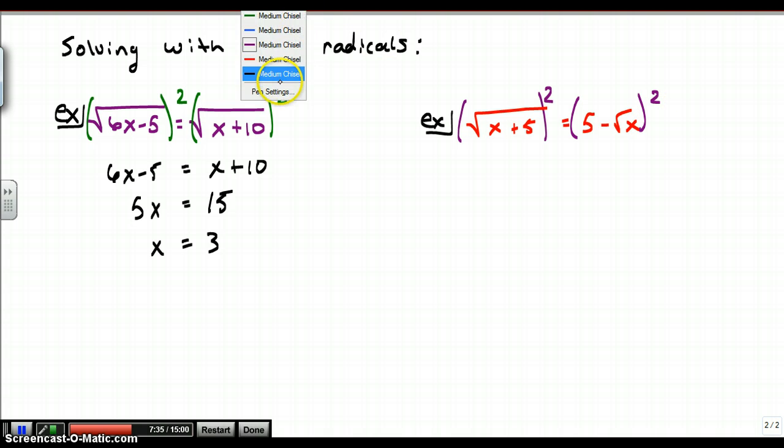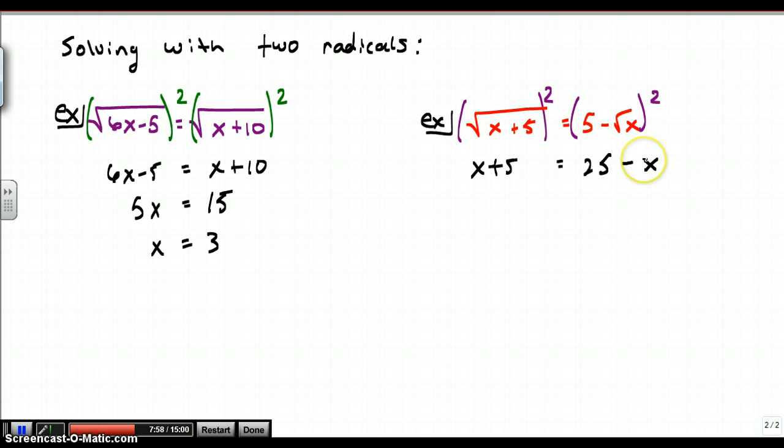Now, when I square the first one, it is the square root of x plus 5 squared. So that just becomes x plus 5. But the difference here is this is 5 minus the square root of x squared. I cannot just distribute this square out. I do not get 25 minus x. That is not correct. Because this is a binomial, I have to FOIL.